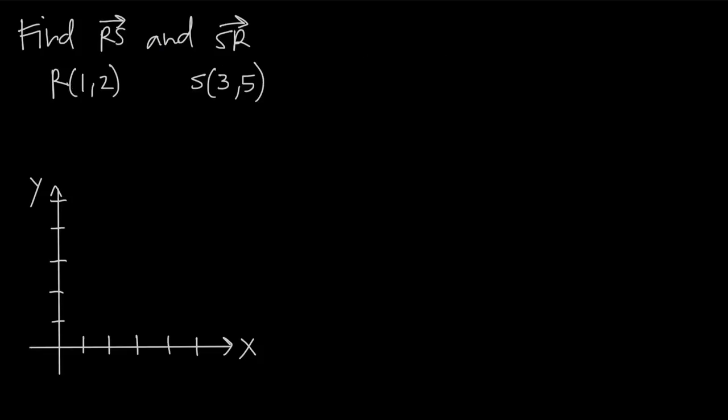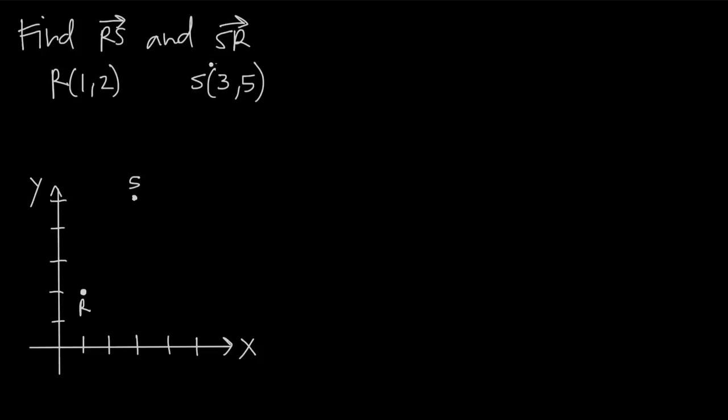So we're going to say that the point R is at 1, 2. We'll say that this point right here is the point R. And then we have the point S at 3, 5. So 1, 2, 3, 1, 2, 3, 4, 5. So about here, let's say. So this will be the point S.